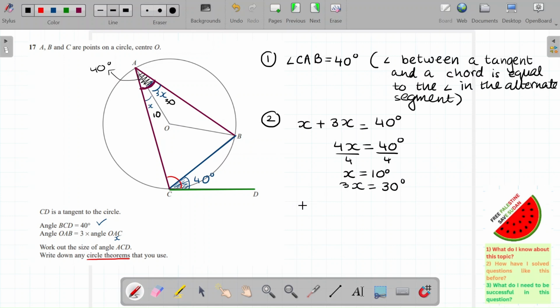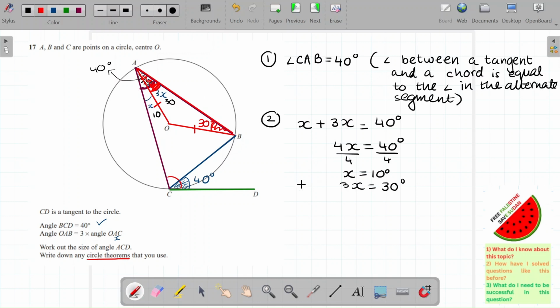Okay, the next step is I'm going to highlight in red triangle OAB. Now triangle OAB is a triangle formed by two radii. OA and OB are radii. OA is a radius, OB is a radius. So this triangle will become an isosceles triangle. And in isosceles triangles, base angles are equal. So this angle here is 30 degrees. This angle here will also be 30 degrees.